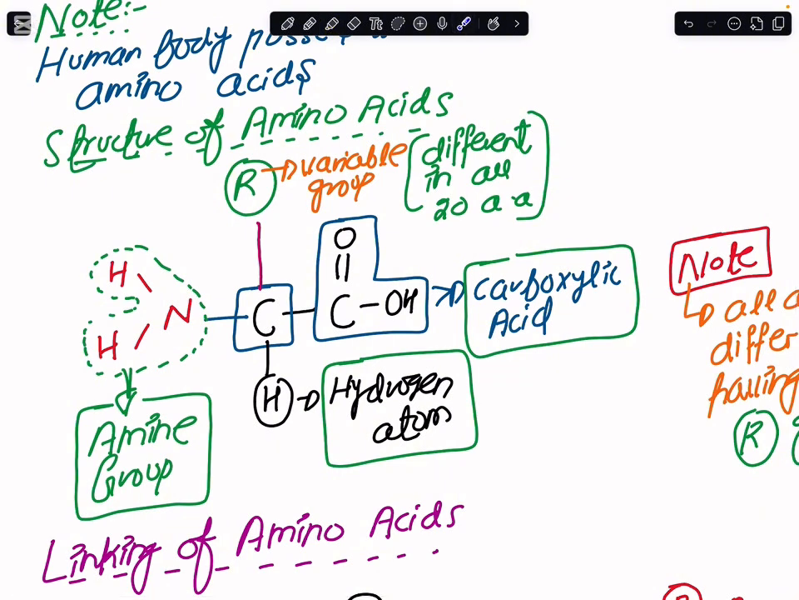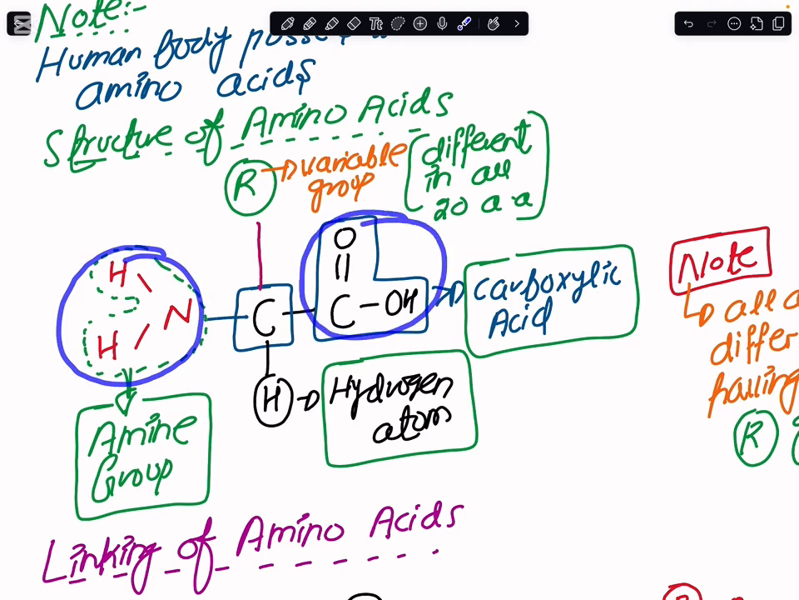And in those 20 amino acids, we would have this carbon, this hydrogen, and this carboxylic group. What does the carboxylic group look like? That is C double bond O, linked to this OH group. So this would make the carboxylic acid group. Then we would have this hydrogen, and along with that, if I were to add this NH2 group to this carbon, this would be the amine group.